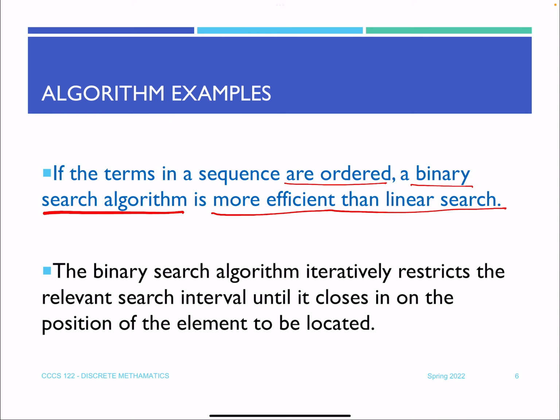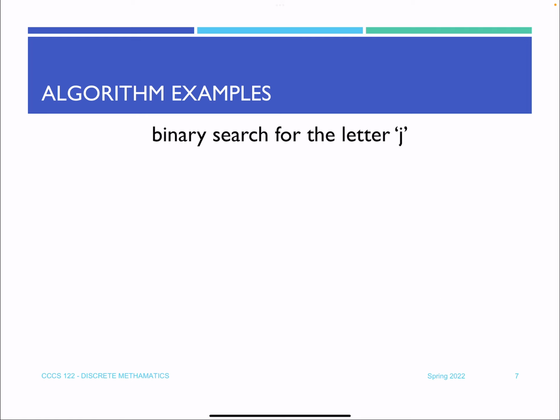The basic idea is that, because the terms are ordered, we don't have to look at every term in the sequence, but can eliminate large portions of the remaining terms that still need to be searched in each step of this algorithm. So for this one, let's move away from numbers for a minute, although, of course, you can absolutely use a binary search algorithm with numeric data types. But let's for a moment assume that we are given a sequence of letters, and we want to search for the letter J in that sequence.